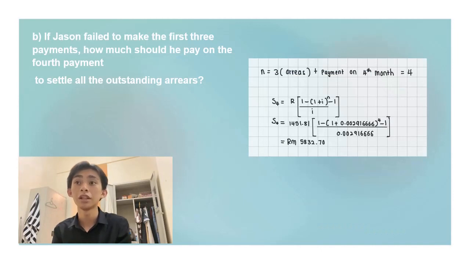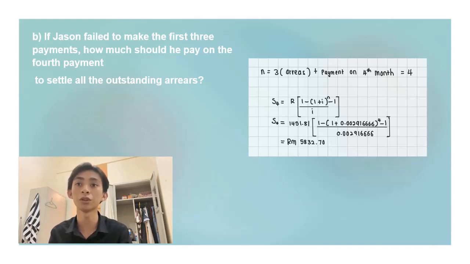Third question. If Jason wants to settle his loan immediately after paying for 23 years, calculate the total amount that Jason needs to pay for his outstanding loan. 23 years equals 276 months, and n equals 300 minus 276 equals 24.